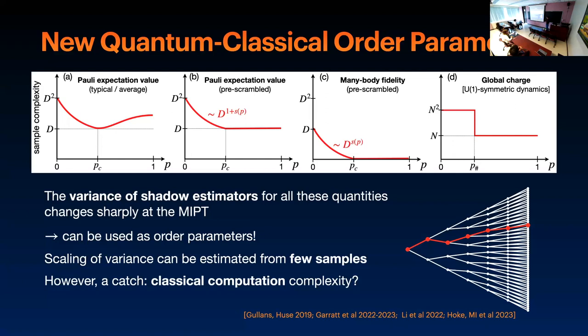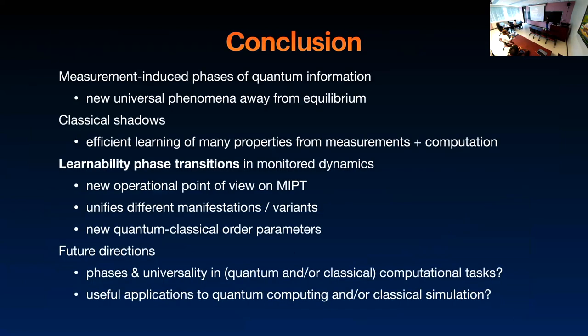Solve everything, but it's actually a very useful consequence of this. But this is one concluder, reviewed measurement of space transitions, classical shadows, and here we bring them together to get these space transitions and learnability, which on the one hand give us this new, more concrete and operational meaning to measurement into space transitions, and on the other hand, they help us unify all of these different manifestations into the same kind of umbrella.